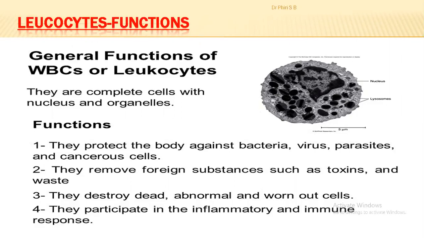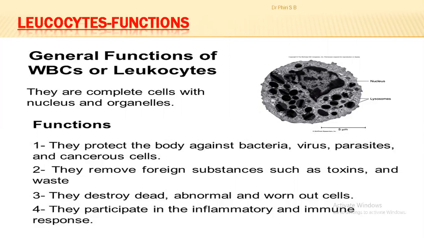So the general functions of white blood cells: they protect the body against bacteria, viruses, parasites, and cancerous cells. They remove foreign substances such as toxins and waste. They destroy dead, abnormal, and worn out cells. They also participate in inflammatory and immune response. So these are the general functions of white blood cells.